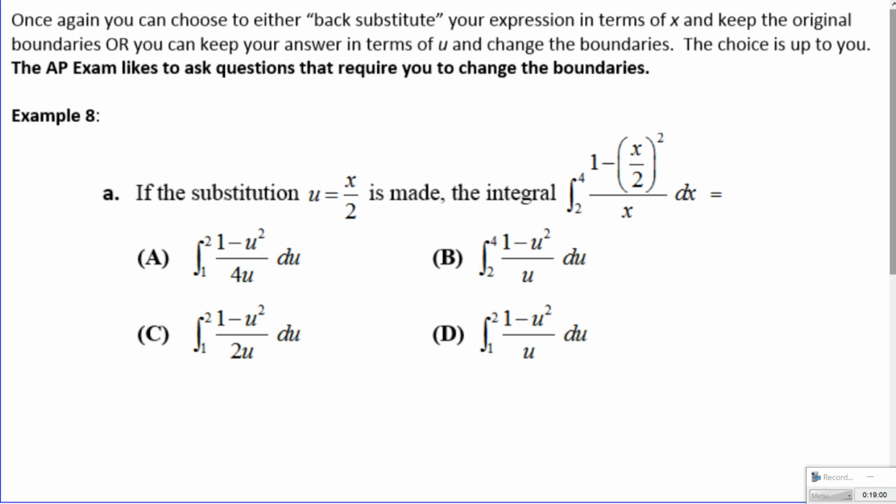All right. This next one. Once again, you can choose to either back sub your expression in terms of x or keep the original boundaries in terms of x. Or you can change everything to u's. The choice is up to you. But on the AP exam, most of the time, they're going to set up a problem where they ask you to use u substitution. Matter of fact, they even give you the value of u. So you've got to follow their lead and see if you can make sense of this. So let's try it.